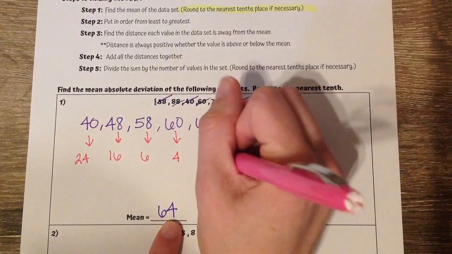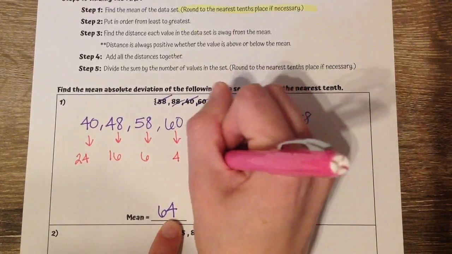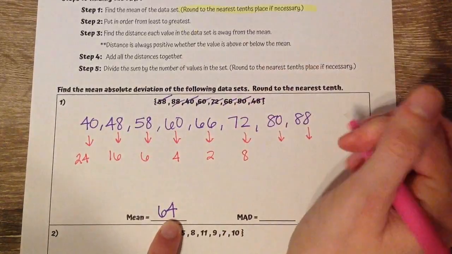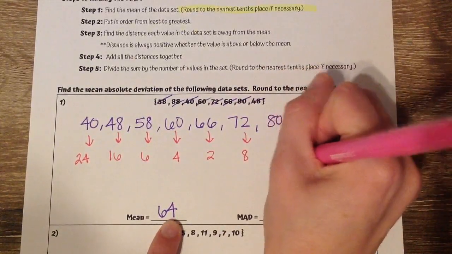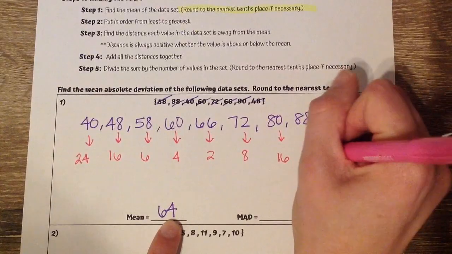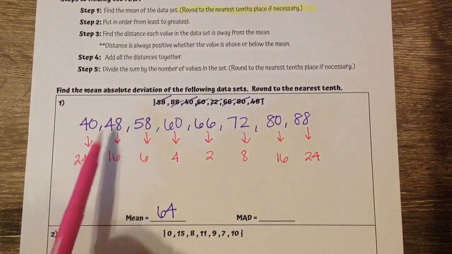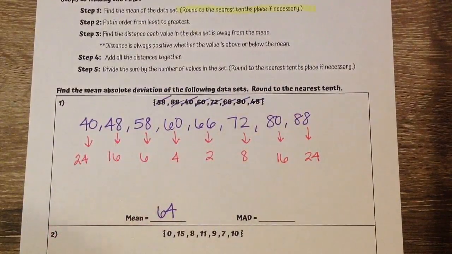We're still going to do it as positive. So 64 is 2 away from 66. It is 8 away from 72. It is 16 away from 80. And it is 24 away from 88. So we found the mean. We found how far each value is away from this mean.